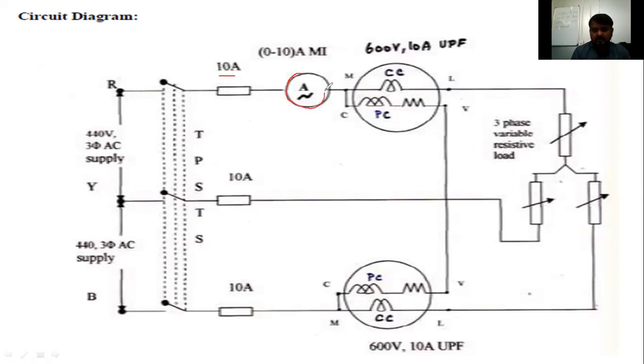What is this one? Ammeter. Which one, AC or DC? AC. This sinusoidal wave indicates AC. If only a straight line is there, that is called DC. So here one ammeter is required. The rating of that ammeter is 0 to 10 ampere. One ammeter is required here. That is MI, moving iron instrument. 10 amps rating, 1 ammeter we have used here.